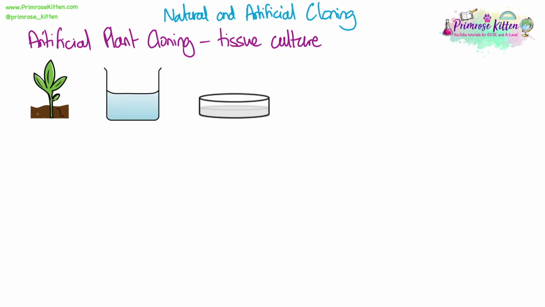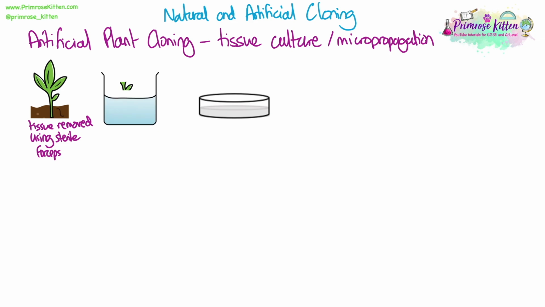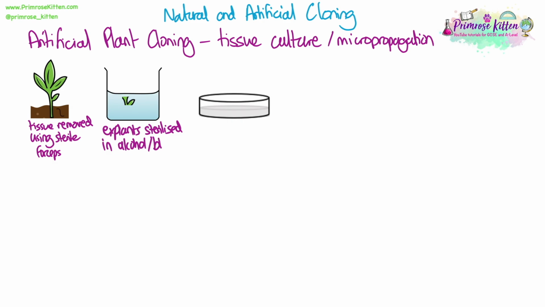We can also clone plants artificially using the process of tissue culture or micropropagation. So we're going to remove a small piece of tissue from our plant. It normally includes a bit of stem because, as we said, there's meristem tissue there, and we use sterile forceps. We now have what's called an explant, and we're going to sterilise this in alcohol or bleach because we don't want any bacteria or microorganism growth on the outside of our explant.